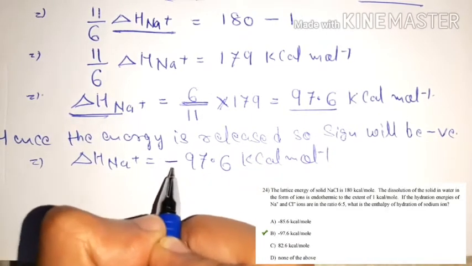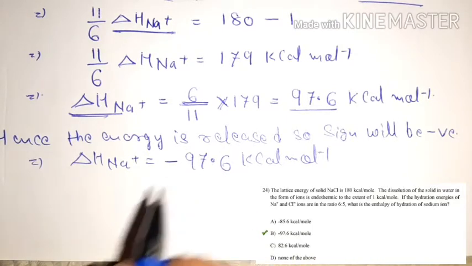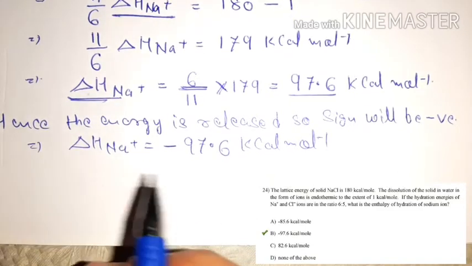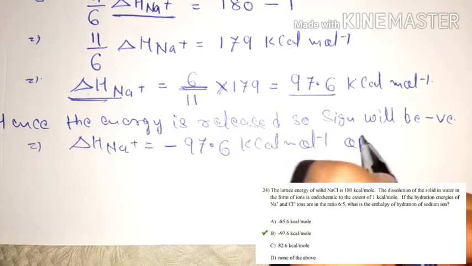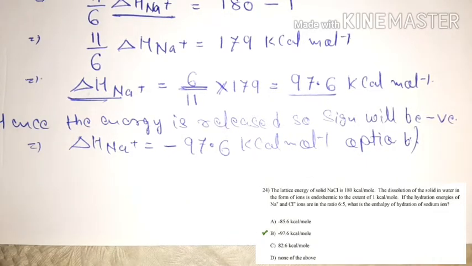And don't confuse the minus, because here minus means it is a release of energy. Because it is released, that's why we put the minus in the value of hydration of sodium plus ion. And this is your option number B according to the question. So option number B is the correct answer to this question.